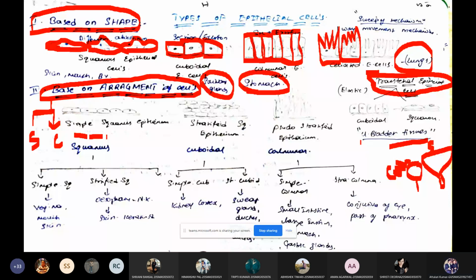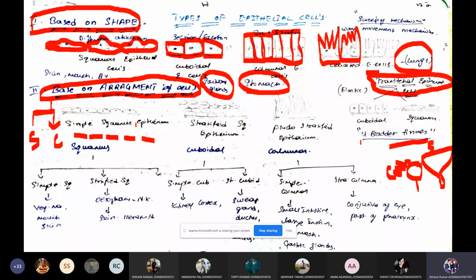Maybe a single layer of squamous cells. Such a tissue can be stated as simple squamous epithelial tissue. If it is cuboidal, then it can be stated as simple cuboidal epithelial tissue. Simple columnar epithelial tissue. Simple ciliated epithelial tissue. So a single layer can be stated as a simple epithelial tissue.